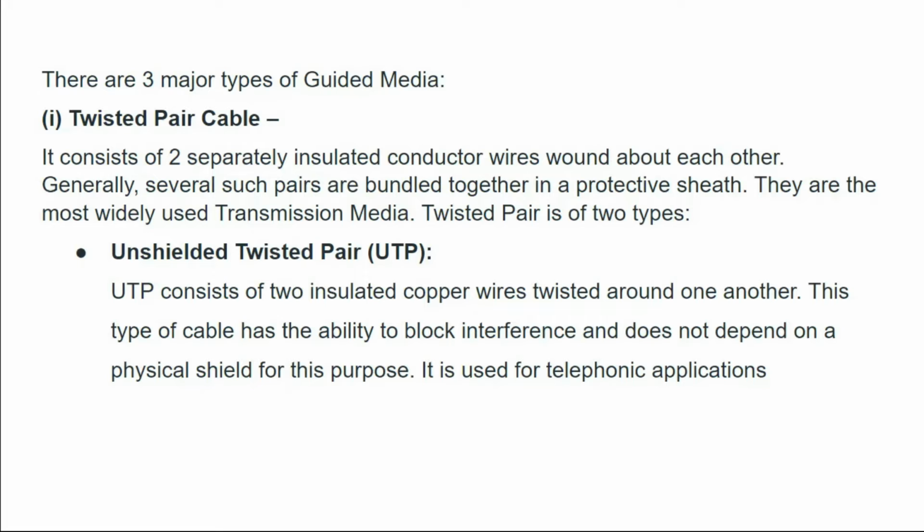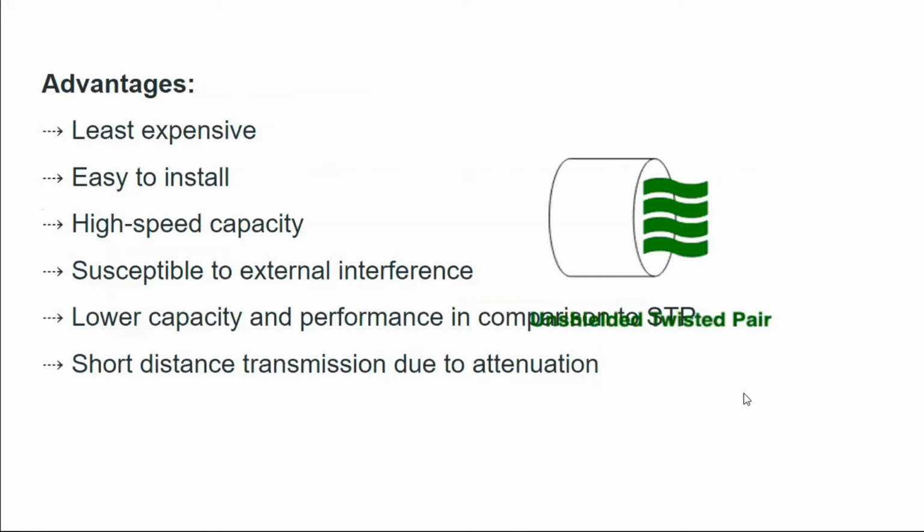The unshielded twisted pair has the ability to block interference and does not depend on a physical shield. It is widely applicable and is used in telephonic applications. The advantages are that it is very less expensive, easy to install, and provides high speed. But compared to the shielded twisted pair, it has lower capacity and performance, and we can use it for shorter distances.